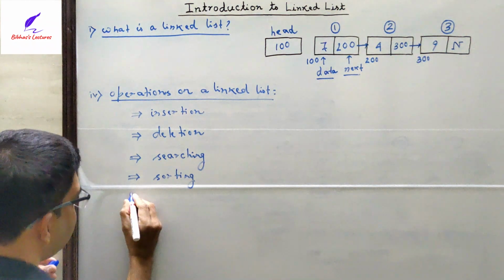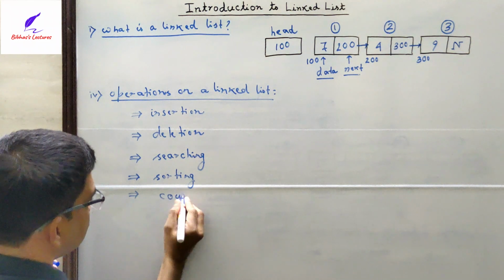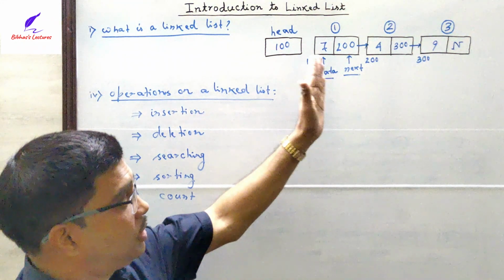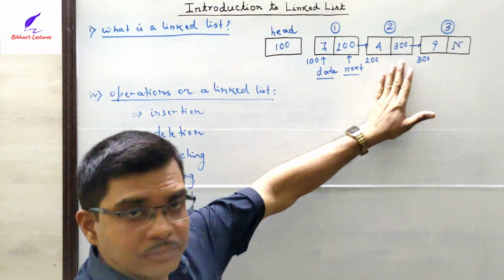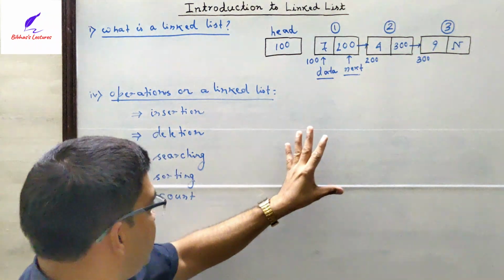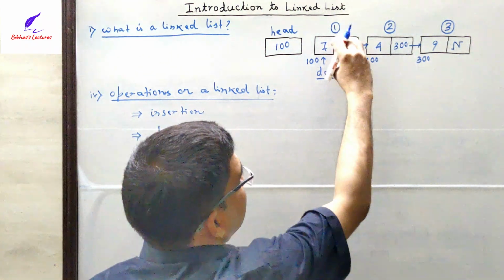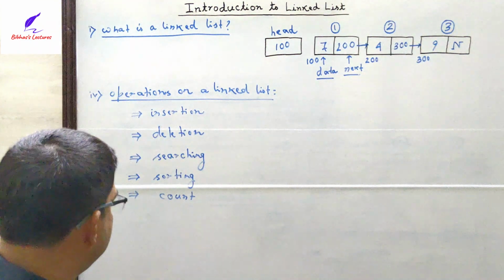Next, we can count how many nodes are there in the linked list. If we implement the function count for that linked list, it will give us the output 3 because there are 3 nodes. So this is the count operation.